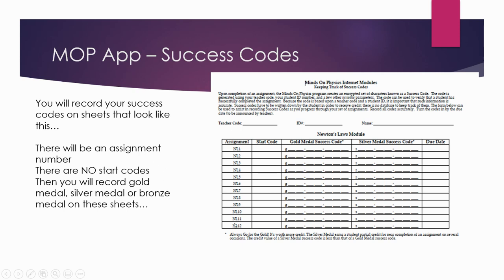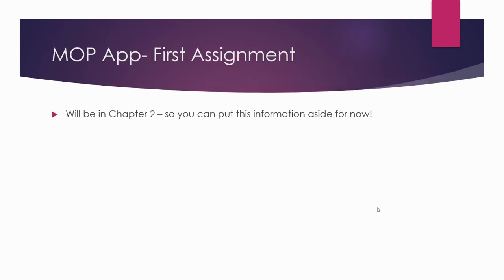And your assignment numbers here, I'll be assigning them by these. There will be no start codes. And then you're going to write your success codes here. Your first assignment will not happen until we're in chapter 2. So you can put all of this aside for now.